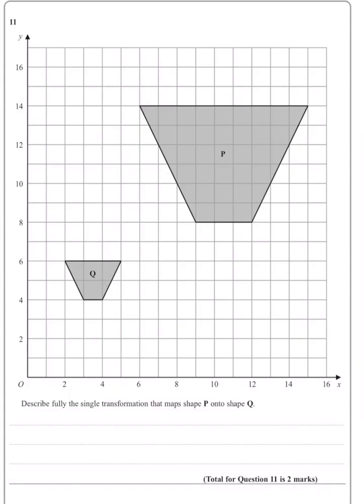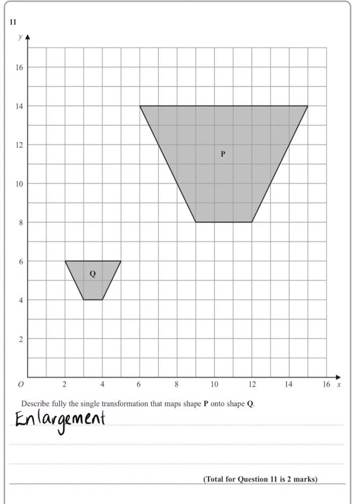So question 11 says, describe fully the single transformation that maps shape P onto shape Q. So the first thing that we can look at is how the shape is orientated. Has it flipped over? Has it turned around? So that's rotation. And we can see that the orientation of the shapes are the same. So we're dealing with an enlargement. So straight away we can write this down.